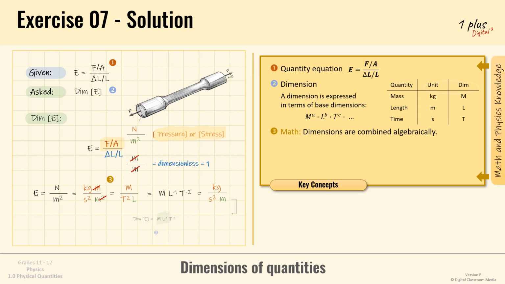We write the dimension of E is M L to the power of minus 1, T to the power of minus 2. This corresponds to answer A.